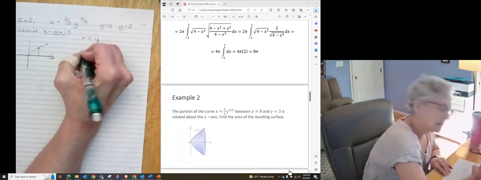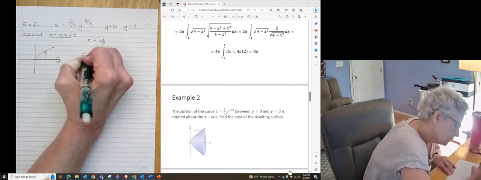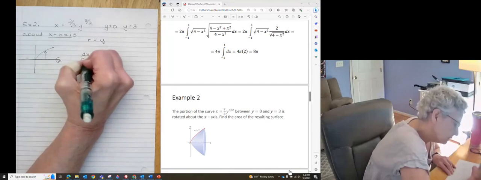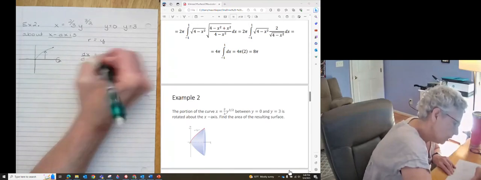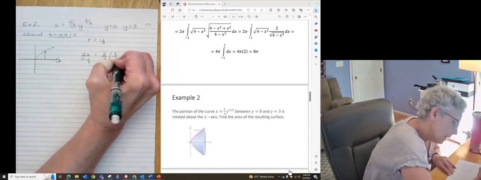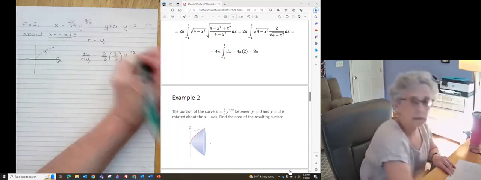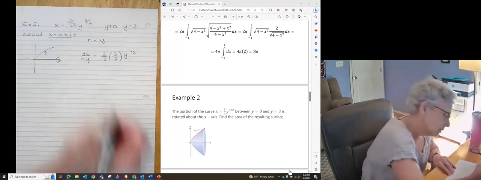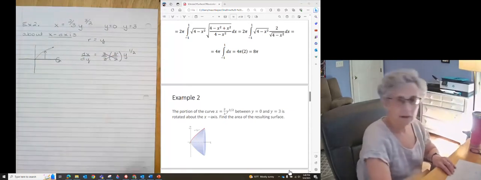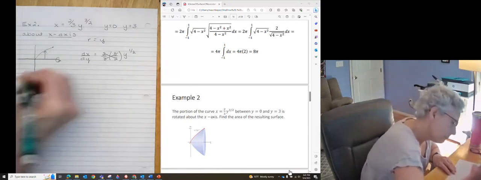Now, I need to do the arc length part. For that, I need the derivative of x with respect to y. 2/3 is hanging out. 3/2 falls down. y to the 3/2, subtract 1 from the exponent. Ooh, I like that. That all cancels away. I'm just left with the square root of y.